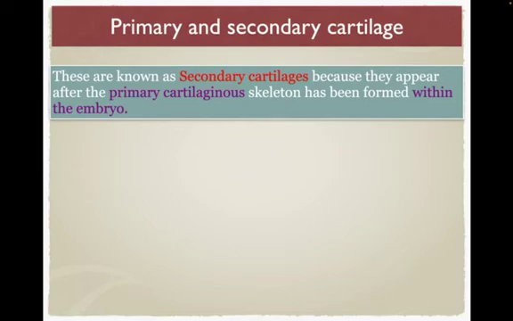And here it comes to the question, what is the difference between the primary cartilage and the secondary cartilage? Now, the secondary cartilage is called that because it appears after the primary cartilage skeleton has been formed or created within the embryo. So the first kind of replica or blueprint of the patient from cartilage is made. After a while, a new cartilage comes up. We call this new cartilage a secondary cartilage.